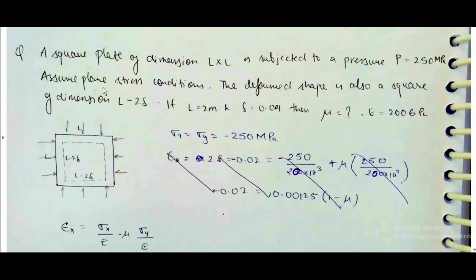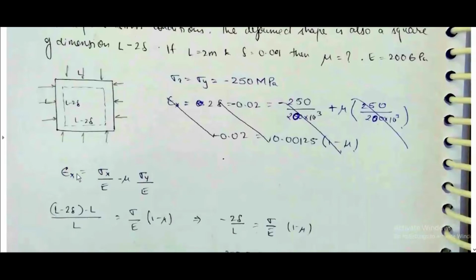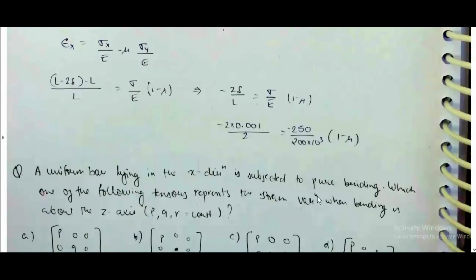Here it is given that it is subjected to pressure of 250 megapascal, then sigma x is equal to sigma y is equal to minus 250 MPa, and then we can use this equation: epsilon x is equal to sigma x by E minus mu sigma y by E. As it is a square plate, if there is delta in this direction, there will be delta here also, then the final shape will be L minus 2 delta. Then (L minus 2 delta minus L) by L is equal to sigma by E into 1 minus mu, as sigma is the same, and from that we can get mu.